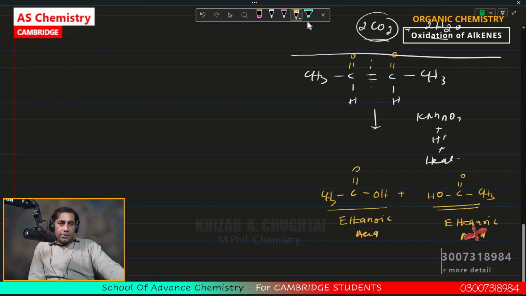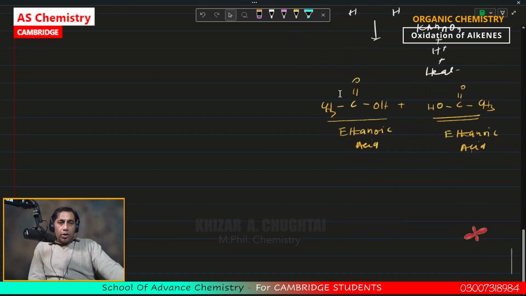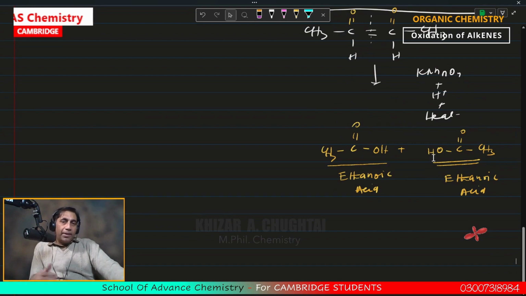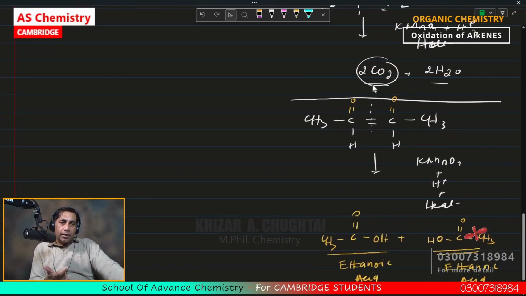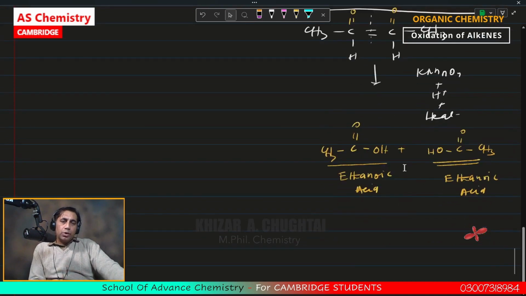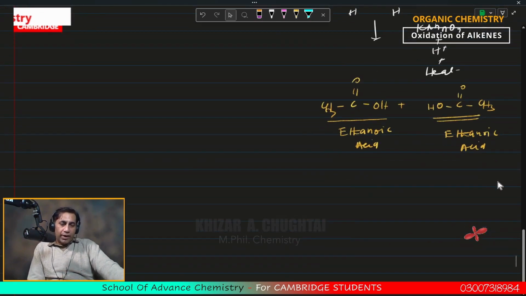Now the next thing is, only one type of compound has been formed. So whenever they are asking how many types of products are formed, you will write only one type of compound has been formed. Because they are both the same, we can write 2 mole, as we wrote over here, 2 mole of CO2. So we can write 2 mole of ethanoic acid over here.